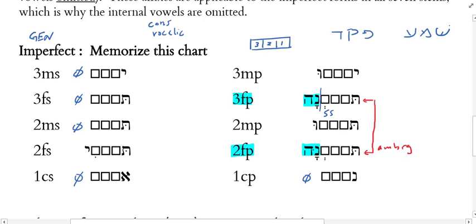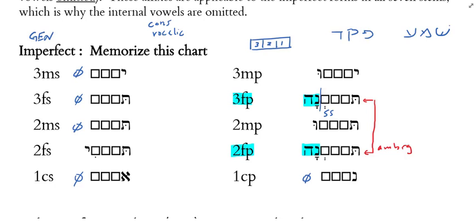So the pattern here is that there's always one odd man out. On the left side, typically the singular forms in the imperfect have no suffixes except for 1. And on the plural, they all have suffixes except for 1. Okay? So pay attention to which one is the one that's the odd man out. It's 2FS on the singular side, 1CP on the plural side. Okay? Let's look at some other things that are similar.